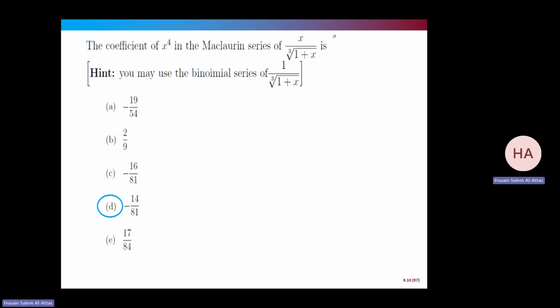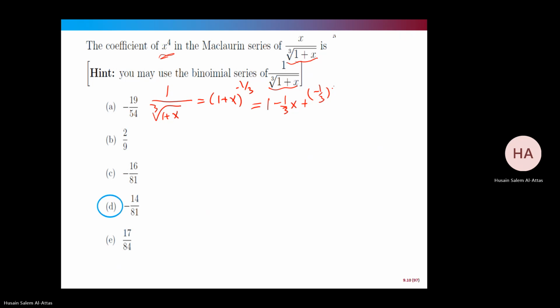Now, the coefficient of x to the power 4 of this expression. I need first to do this one using the binomial. So 1 over cube root of 1 plus x is 1 plus x to the power minus 1 over 3. K is minus 1 over 3. I need up to x cubed, then multiply by x. So I have 1 plus kx, which is minus 1 over 3 x, plus k times k minus 1, x squared over 2 factorial, plus k times k minus 1.